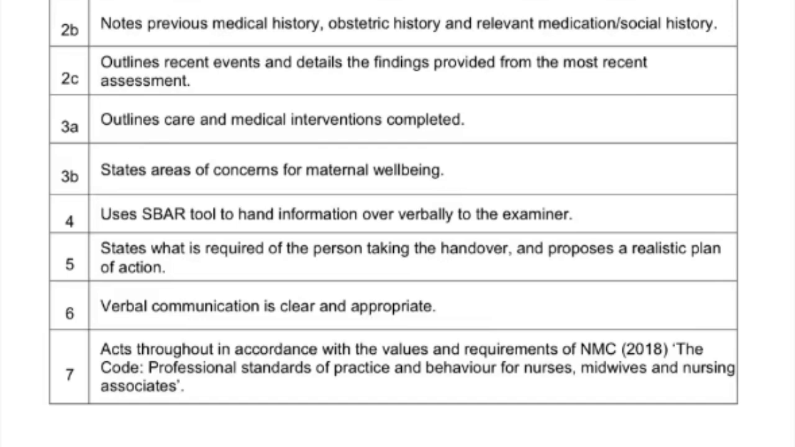It is the verbal handover that you'll be marked on. It states what is required of the person taking over and proposes a realistic plan of action. So this is a woman that just had a baby. What realistic plan of action do you want to tell her?